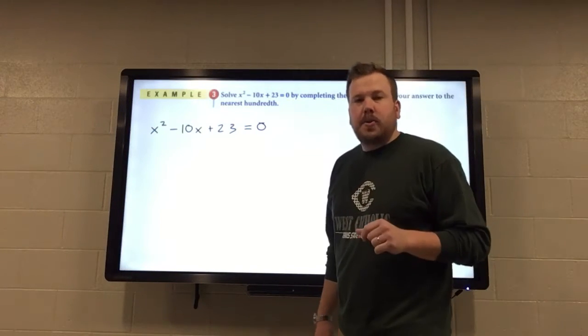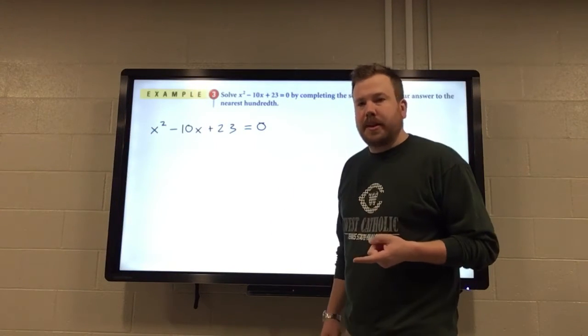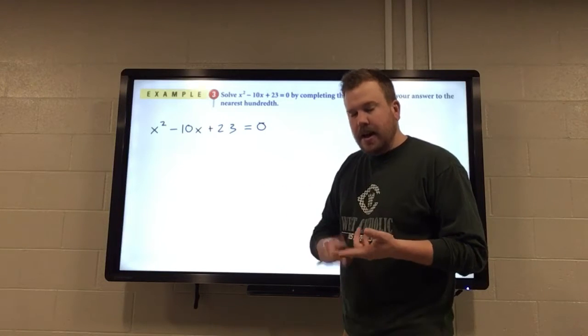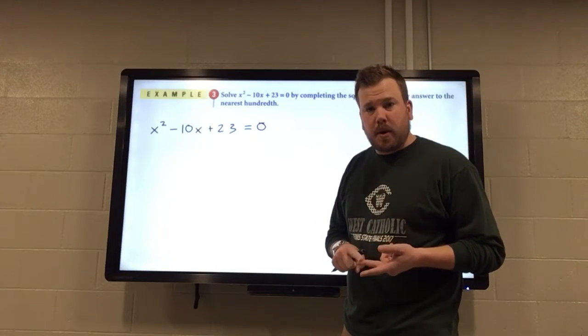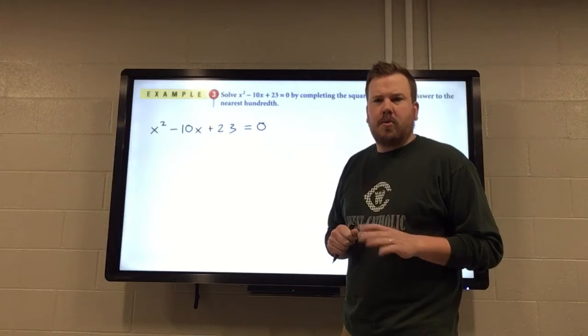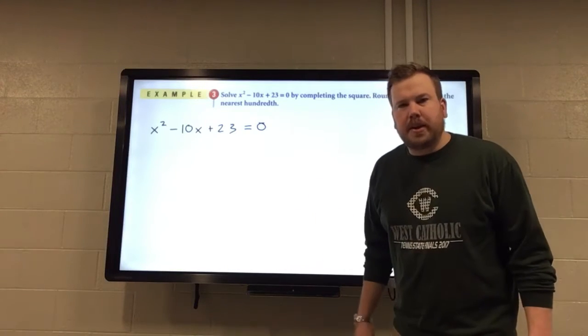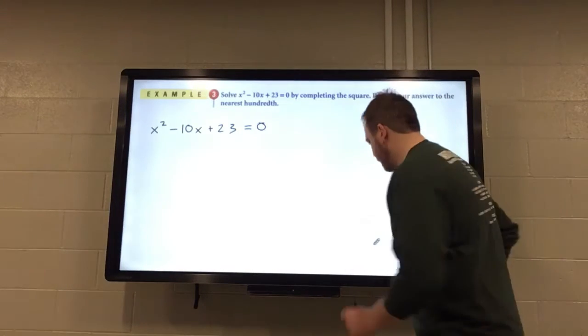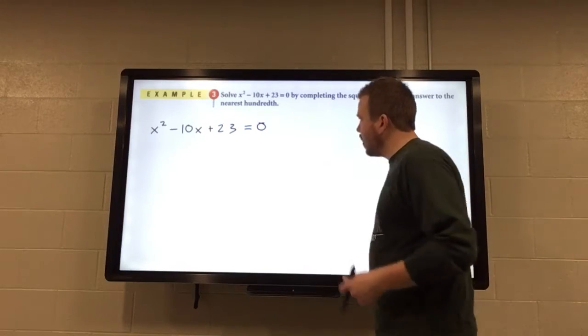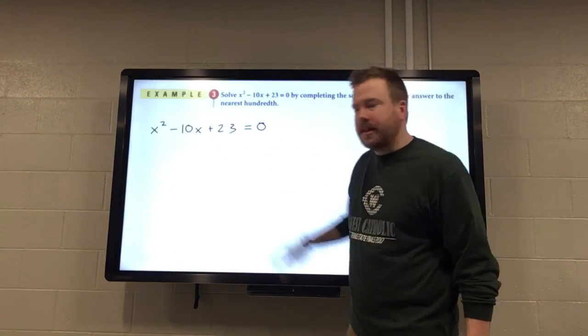Now, we are left with two options here. First, we can solve by completing the square, which is what we are going to do. We could also solve using the quadratic formula, but we haven't learned that yet, so we'll hold off. Let's solve by completing the square. Here's what we're going to do. I'm going to start by getting this 23 out of the way.